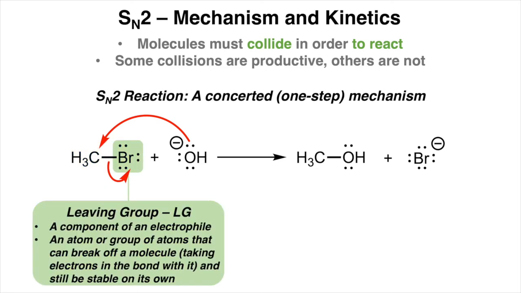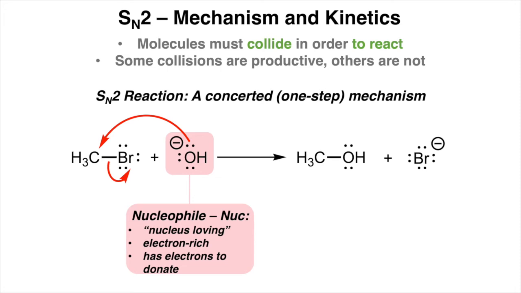Shown in green is what's called the leaving group, or LG. A leaving group is a component of an electrophile, and it typically is either an atom or group of atoms that can break off a molecule and still be stable on its own. Halogens in general are good leaving groups, but we'll discuss in further detail on what makes a good leaving group in the next video. Shown in pink is the nucleophile, which when broken down means nucleus loving. Nucleophiles are typically electron-rich, and they want to donate their electrons to an electrophile.